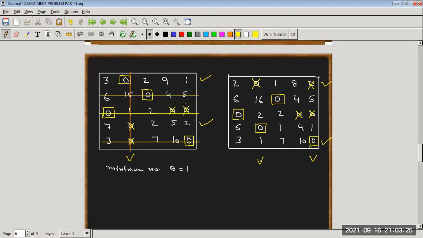Now come to this second column. If the ticked column has an assignment, then tick that row. If the ticked row has 0 other than this assignment, then tick that column, but there is no 0. So the ticking process is complete. Right? Now we draw the line through unticked row and ticked column.